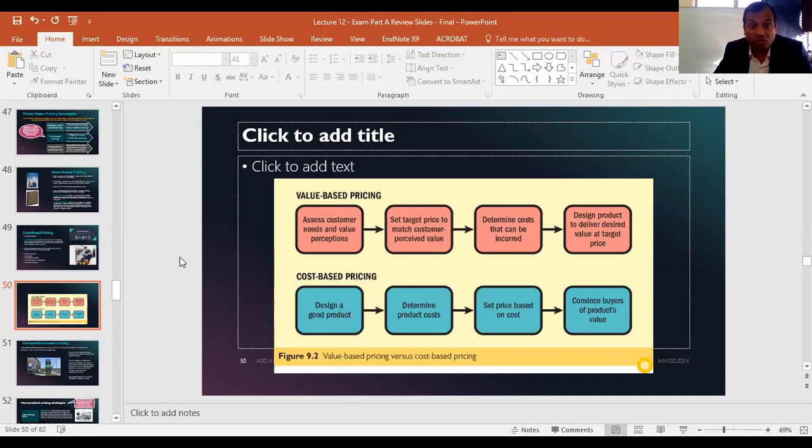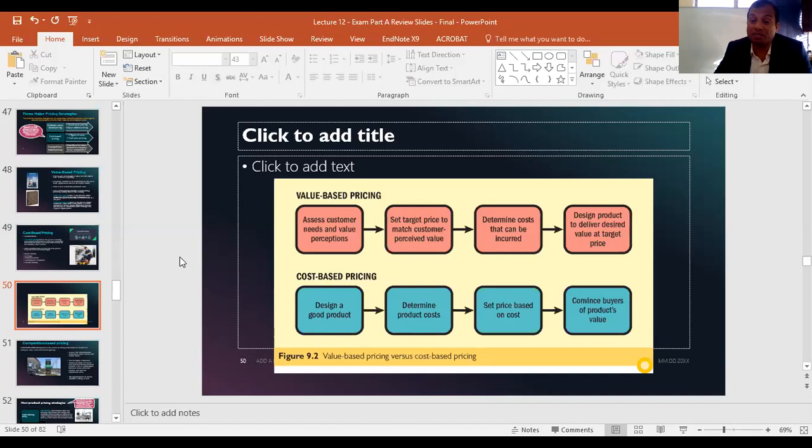So what is the chain of activities? Assess the customer needs and the value perception about that need. Set the target price to match customer perceived value. So you're not overestimating or exceeding the prices. I mean to say, you try to match what value the customer perceives at what price. So you set the price keeping in mind the customer perceived value.